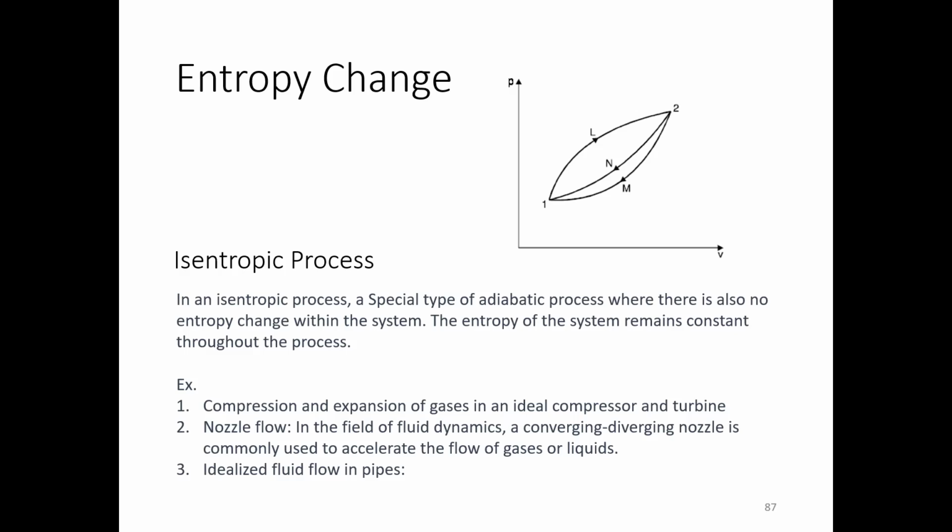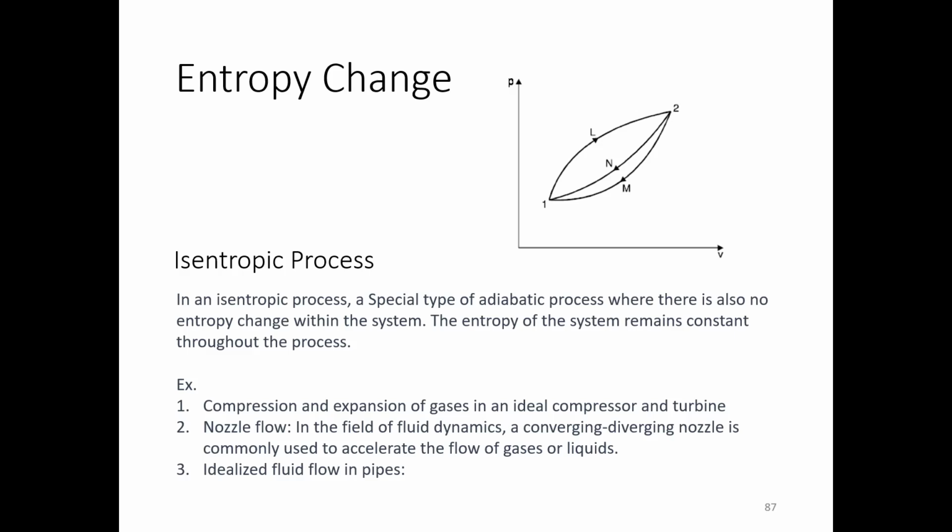So I hope you remember we discussed a few processes like the isothermal process, isobaric, isochoric process, right? And we talked about the adiabatic process, right? And we have another process here we call the isentropic process, right? An isentropic process is a special type of adiabatic process, right? So okay, what is an adiabatic process?